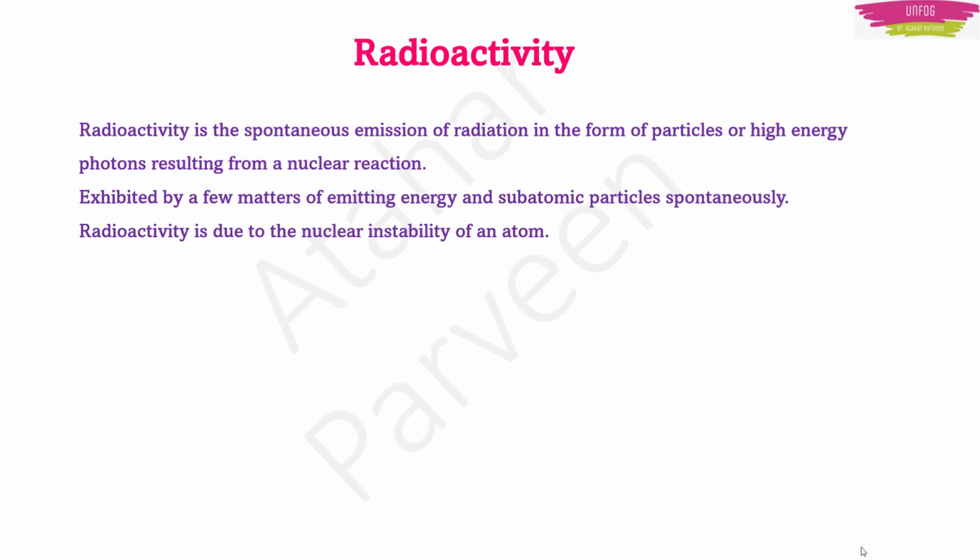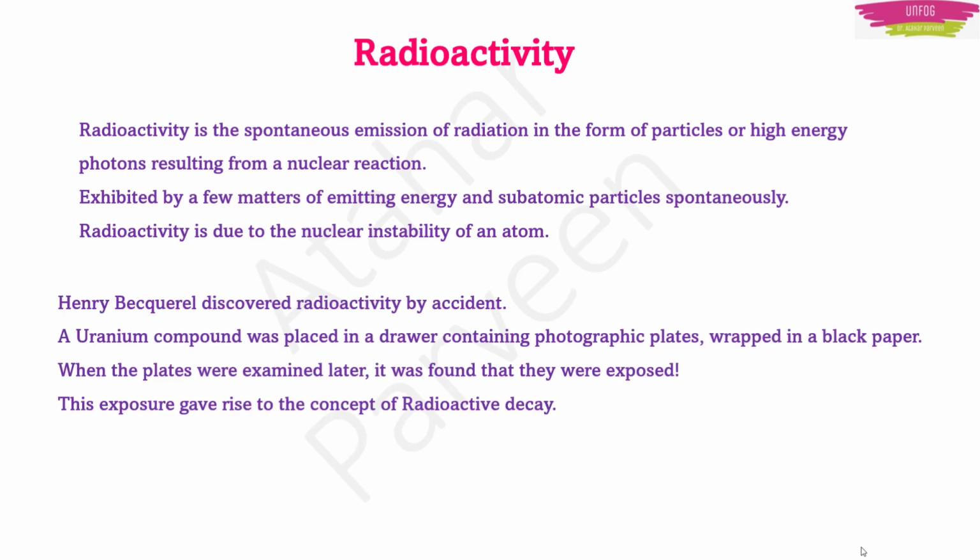Okay. Now this radioactivity is exhibited by few matters, not all matters, meaning all substances do not exhibit radioactivity. Few matters will exhibit radioactivity, and these matters emit energy and subatomic particles. What are those subatomic particles? We'll discuss later. Now let's talk about radioactivity. Why is this radioactivity happening? It is happening due to the nuclear instability of an atom. This we will also discuss elaborately. First, let us know this interesting fact, how this radioactivity was discovered.